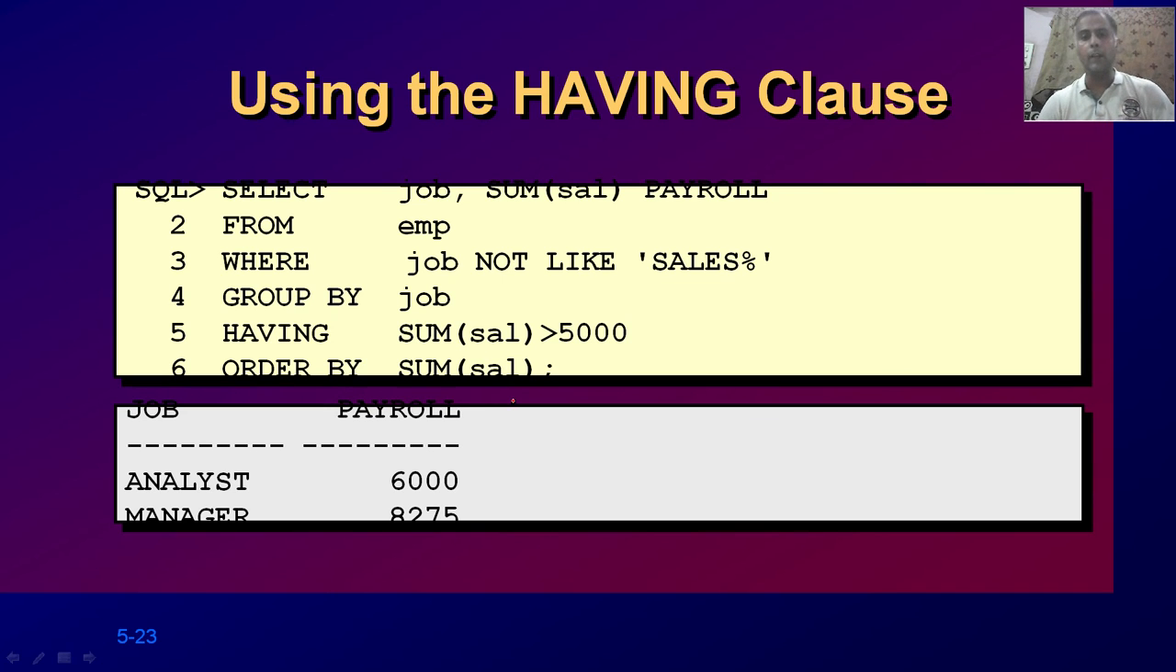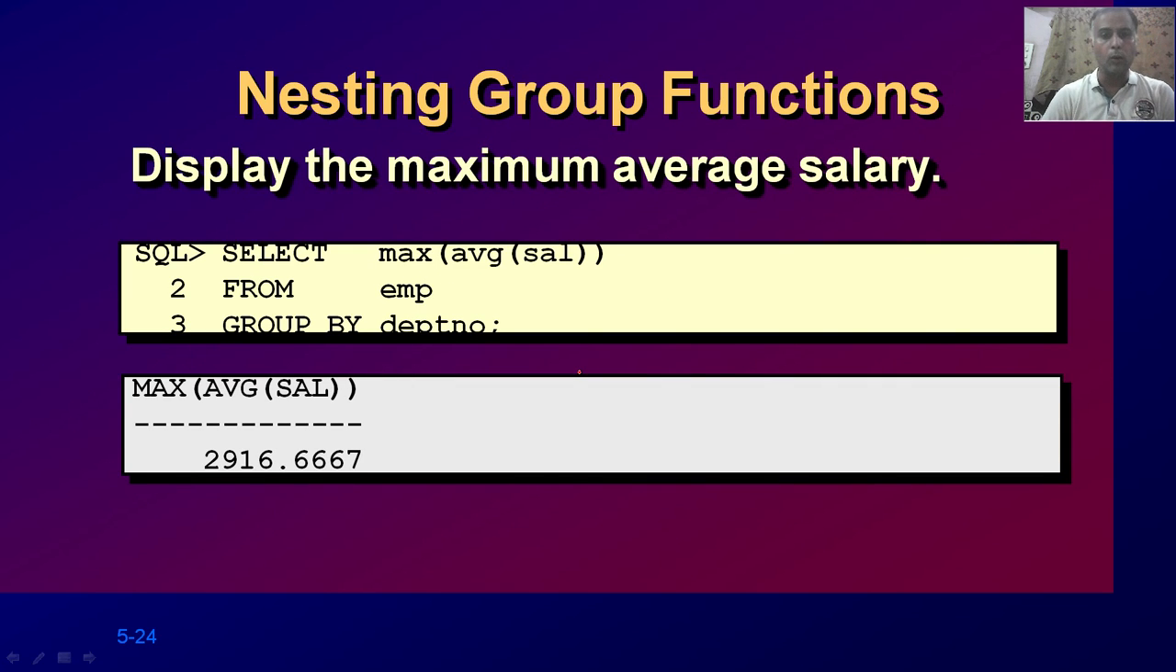So using the HAVING clause, what we can do here: job, sum of salary as payroll, and we can apply the condition job not like sales, group by job, and further we can apply the condition on sum of salary, order by sum of salary. We will get the result in ascending or descending order as per the query. Can nesting of group functions be applied? Yes we can do it. We can apply max over the average function, that is called nesting. Maximum average can be applied, nesting of group functions.